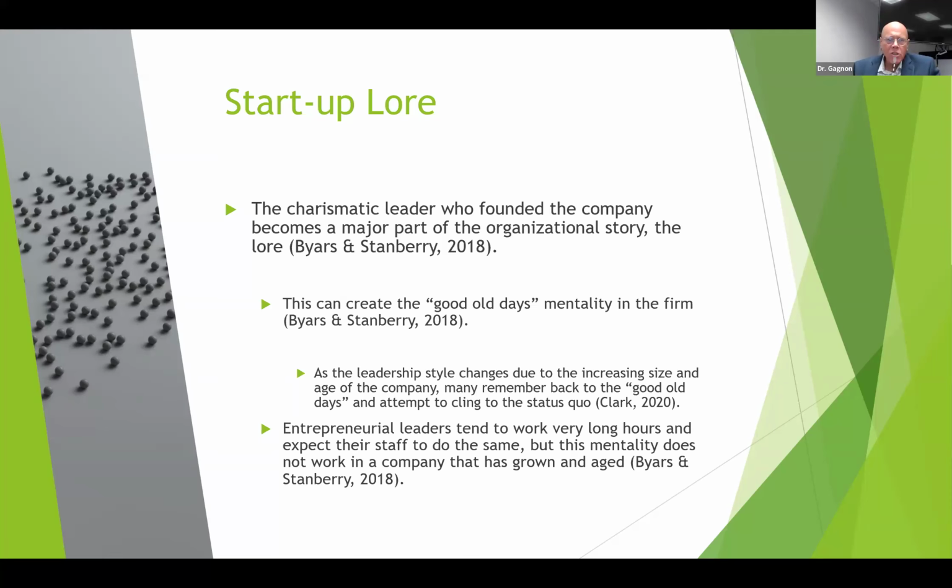As the leadership style changes due to the increasing size and age of the company, many remember back to the good old days and attempt to cling on to that status quo, according to Clark in his 2020 book. And that status quo is the old way we did things, the old way of operating, the old policies, the old procedures, the old mentality. So when we hear in society people talking about the good old days, they might be referring to the 1980s.